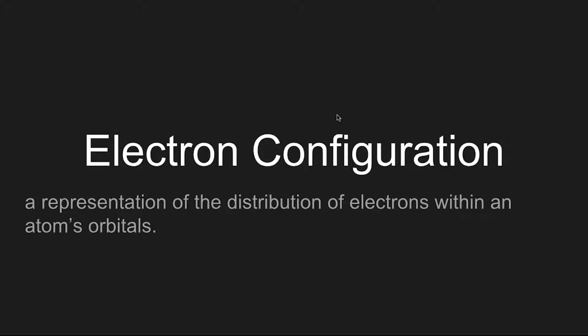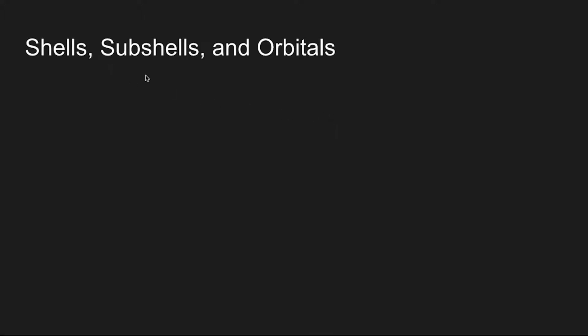And if we're going to talk about electron configurations, we first have to understand shells, subshells, and orbitals. Every atom has at least one shell in which electrons can move around. Some atoms only have one shell, like hydrogen, and others, like krypton, have more. We're going to cover how to determine the number of shells an element has later on.